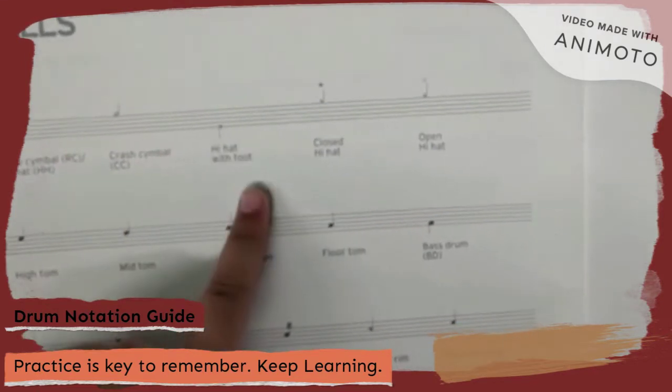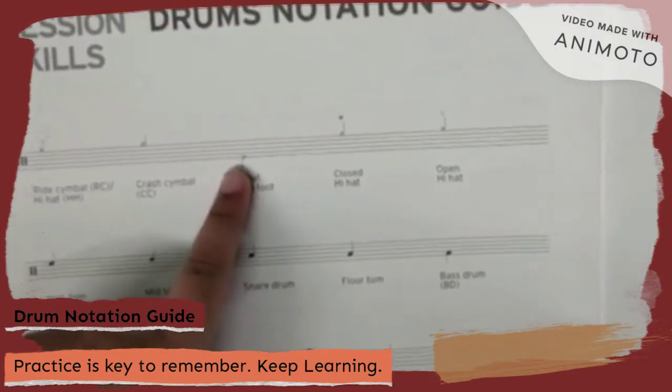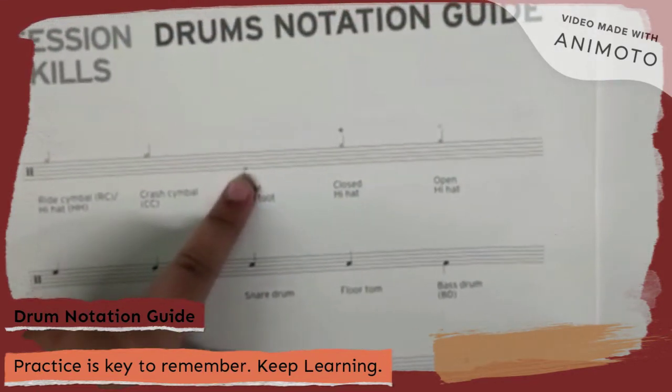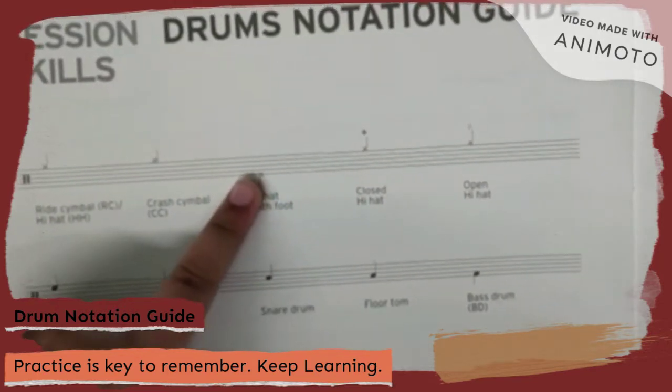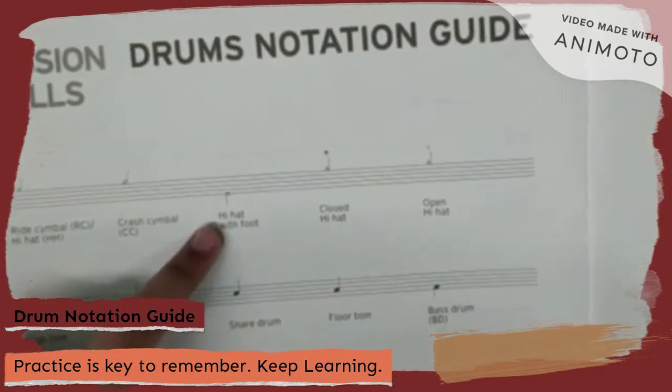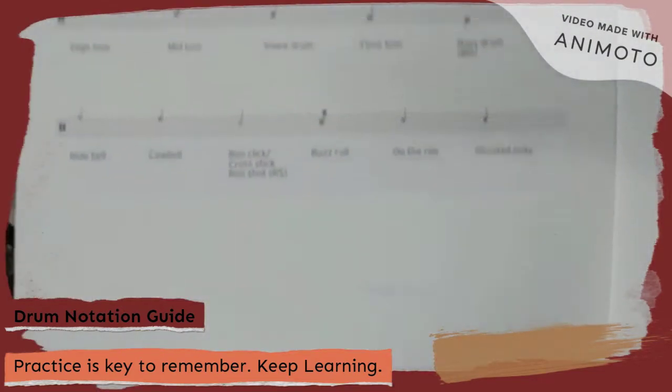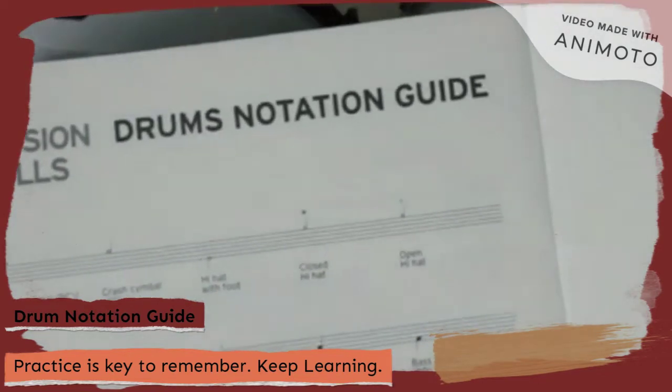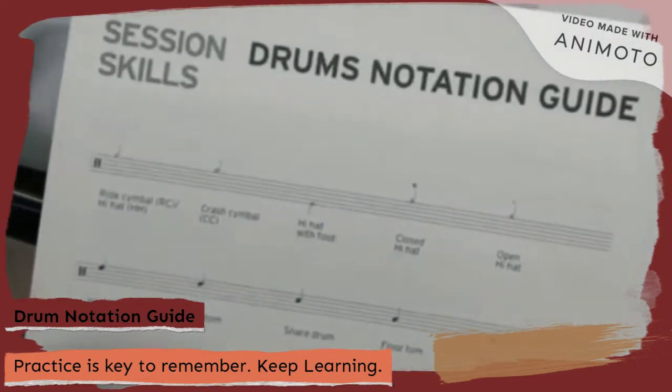Hi-hat with foot. This symbol is on the fifth line. There is a cross on the fifth line. This is the hi-hat and this is the foot. We play it both together.